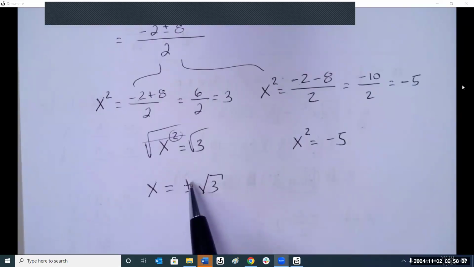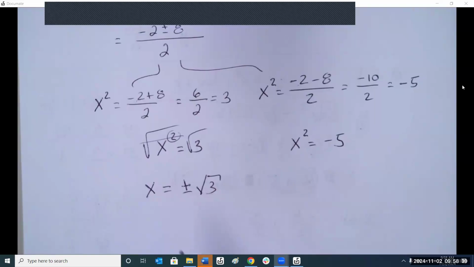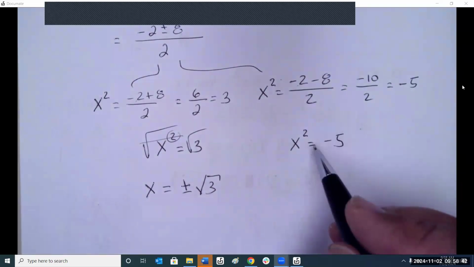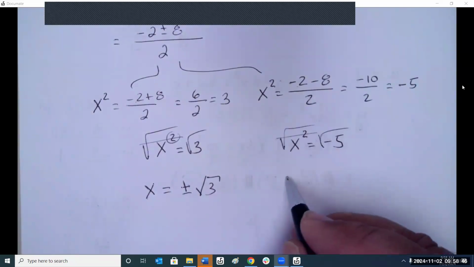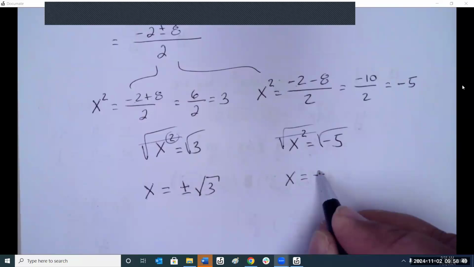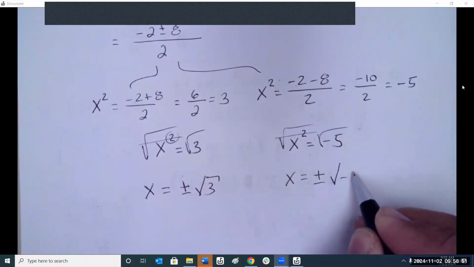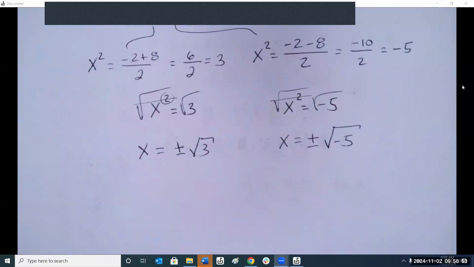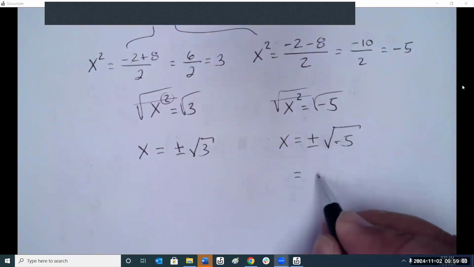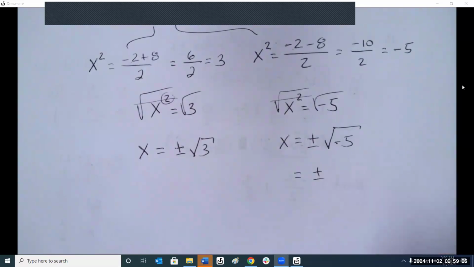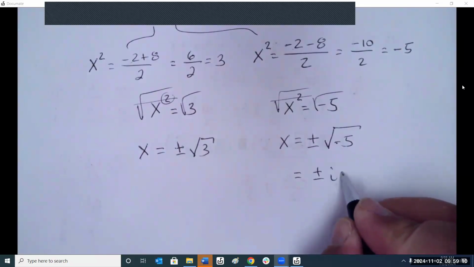So x is equal to positive square root of 3. x is equal to negative square root of 3. Same thing on this side. Square root both sides. So x is equal to plus or minus square root of -5. What's the problem with that one? It's got a negative inside there. How do we fix that? Very good. It's imaginary.